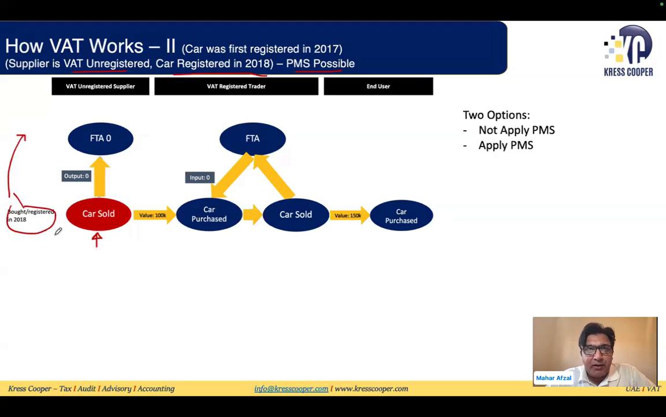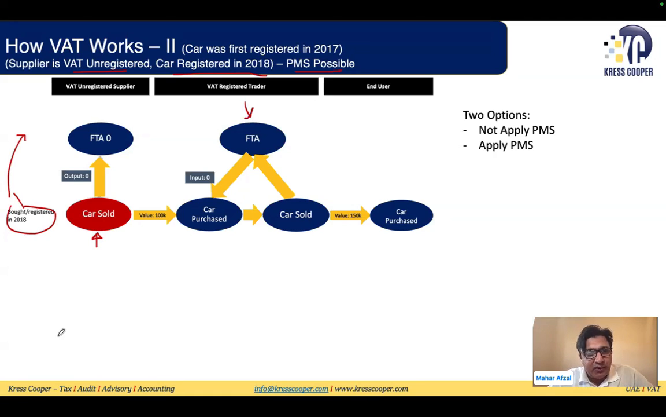Tax has already been paid to the FTA and the car is being sold by the unregistered party to this registered trader. Now this registered trader, if they want, can apply the profit margin scheme, and if they don't want to, they should not apply it. I just wanted to keep this in front of you. A lot of people are asking why we have applied the profit margin scheme. This reporting is complex. We should go straightforward and keep it simple.